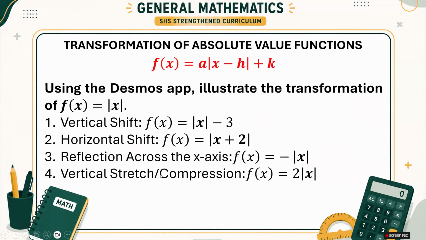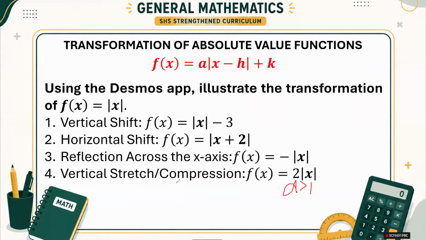Now let us focus on the transformation of these absolute value functions. It follows the same rule. A positive k would mean a vertical shift, either upward or downward. A negative h would mean to the right, and a positive h would mean to the left. It will always be the opposite using the horizontal shift. There is also a reflection across the x-axis, a negative one, and then a vertical stretch or a vertical compression depending on what you're going to input. If you input an a greater than 1, such as 2, 3, 4, 5, 6, then that is a vertical stretch.